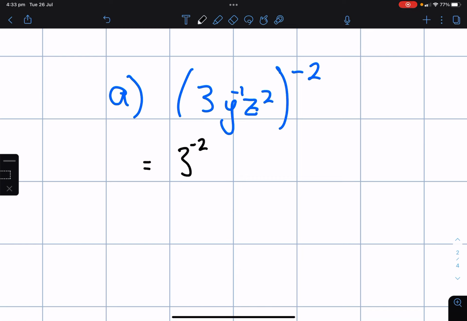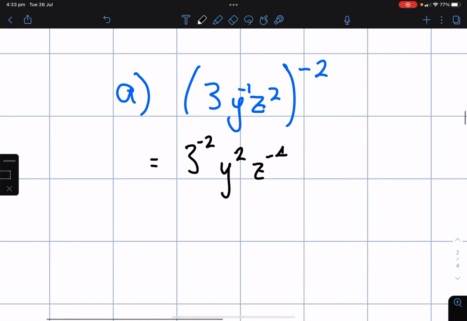1 times negative 2 is negative 2. Then we've got y, but that's to the power of negative 1. So negative 1 times by negative 2 actually gives me positive 2. Okay? Now, same thing with z. Z to the power of 2. 2 times negative 2 gives me negative 4. Now, we often will try and write these expressions without negative powers. So we're going to get rid of those now.